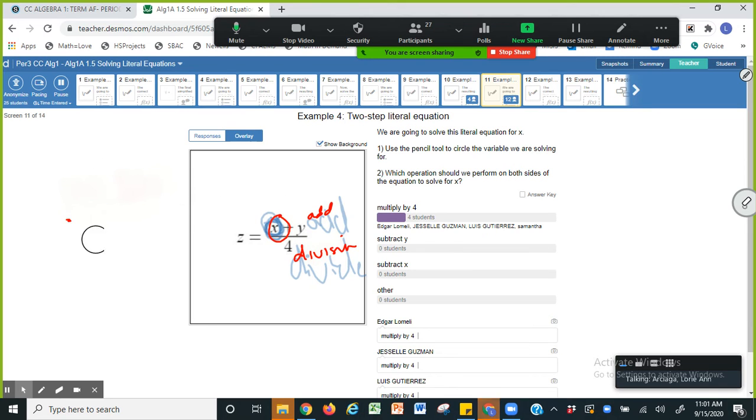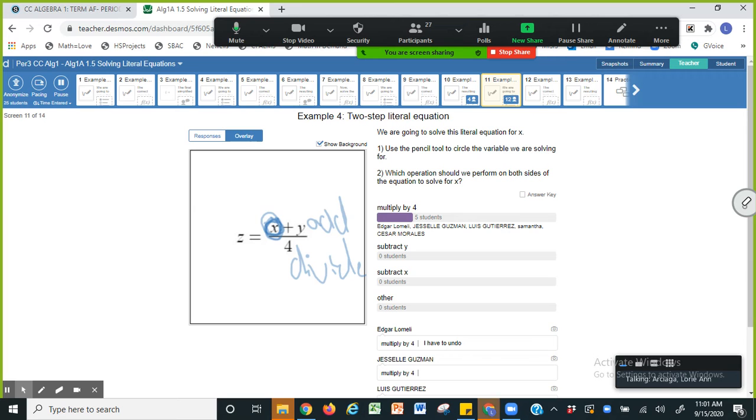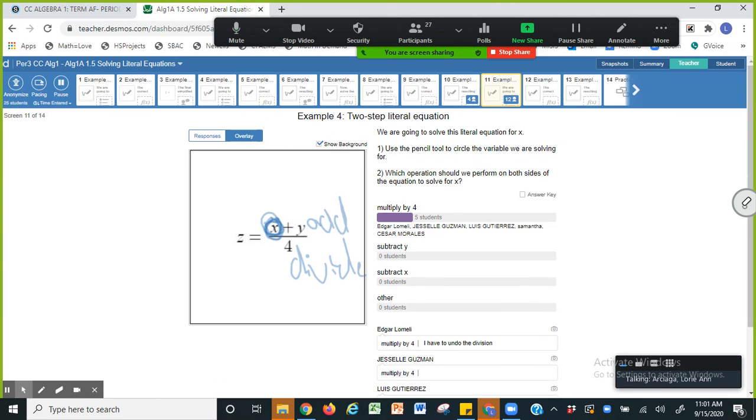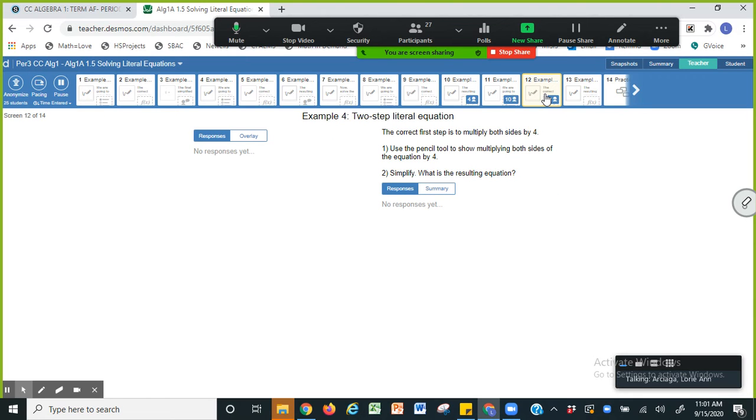So to undo division, the reverse operation, very good. Yep, you guys chose the right answer. 5 students chose multiply by 4 because you have to undo the division first. Okay, and let's see on the next slide if that's the correct answer. So everybody cast your vote and then move on to number 12. Slide 12, the correct first step is to multiply both sides by 4. That's great.